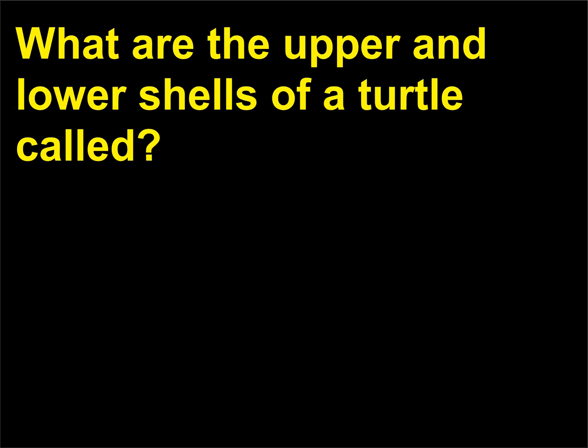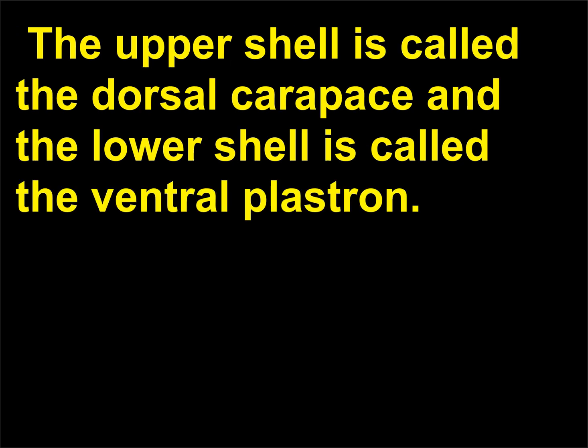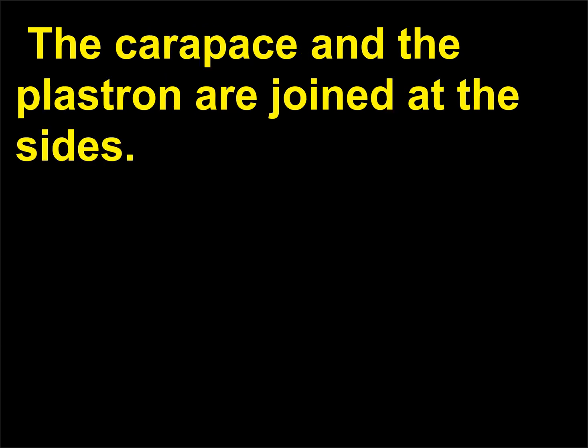What are the upper and lower shells of a turtle called? The turtle, order Testudines, uses its shell as a protective device. The upper shell is called the dorsal carapace and the lower shell is called the ventral plastron. The shell sections are referred to as the scutes. The carapace and the plastron are joined at the sides.